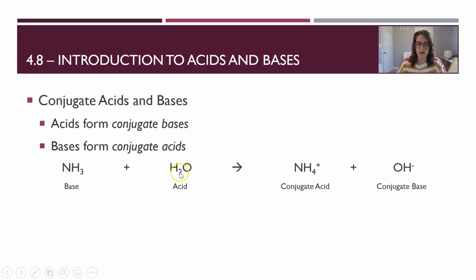And I can verify this by comparing them. So H2O compared to OH-, H2O loses a proton, loses an H to become OH minus or hydroxide. Acids lose protons, which means H2O is an acid, which leaves OH minus or hydroxide as my conjugate base. If I go back the other direction, my conjugate base, my OH minus, gains a proton, which is what bases do, to become H2O, which is my acid.